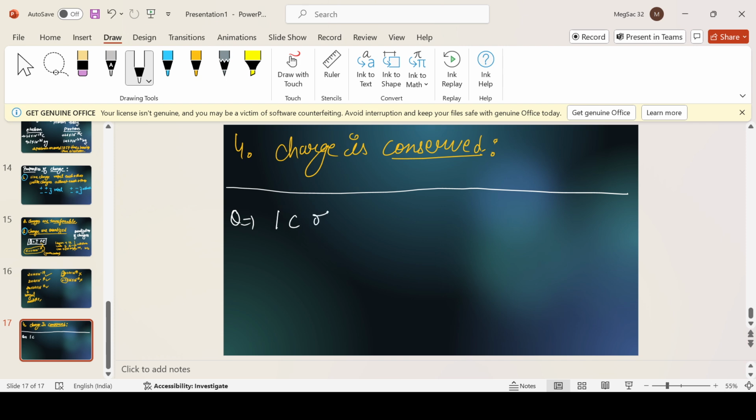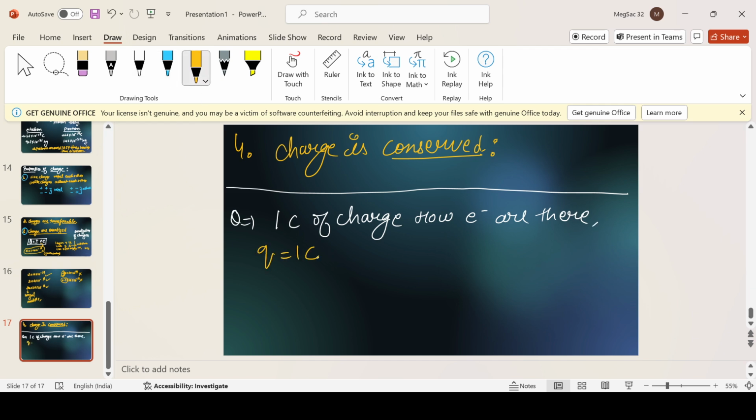In 1 coulomb of charge, how much electrons are there? So how will you find it out? What is the charge given? 1 coulomb. And you have to find out e, whose value is always known, 1.6 × 10^-19.